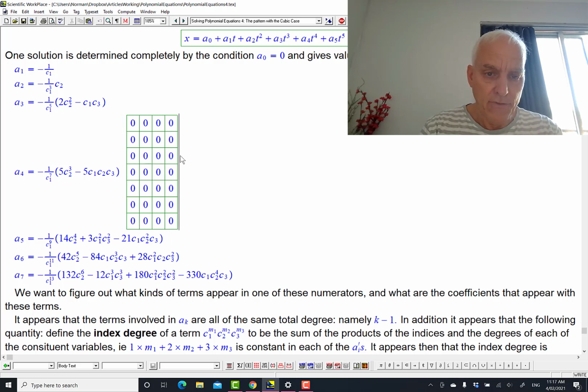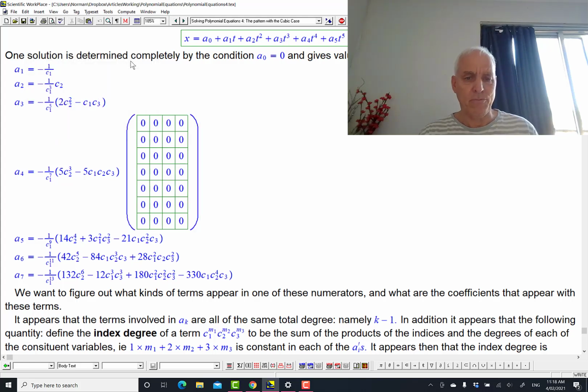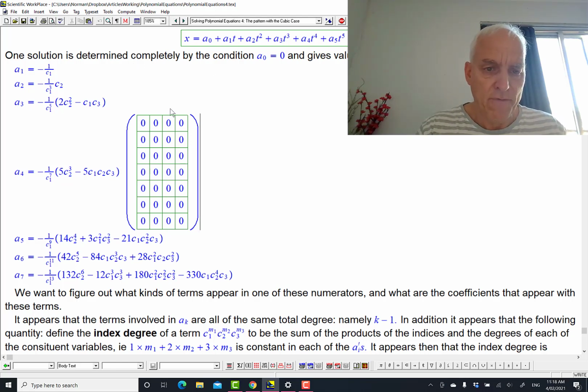Okay, I also prefer to have my matrices with parentheses, so I'm going to go to Properties. This magnifying glass is Properties, so now I can adjust the look of this matrix. It looks a bit more like a matrix now to me. Okay, so I'm going to populate this with just the coefficients that are appearing.